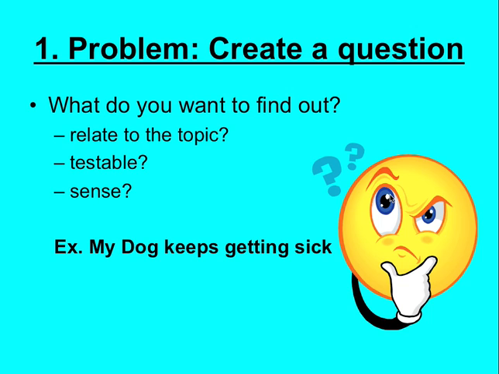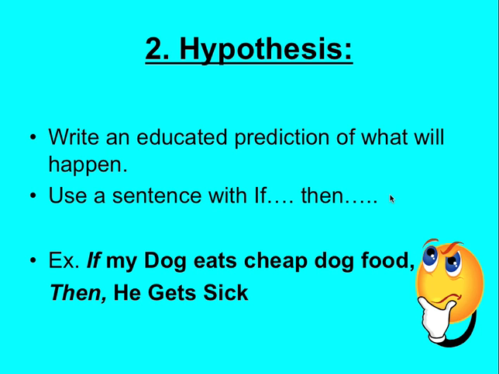So again, the problem: what do you want to find out? How does it relate to the topic you're covering? Is what you're working on actually testable? Can I go back and reproduce it, or is it just something I think about? Can I feel it? Can I sense it? Can I make observations about it? So again, we're going to use the example: my dog keeps getting sick.